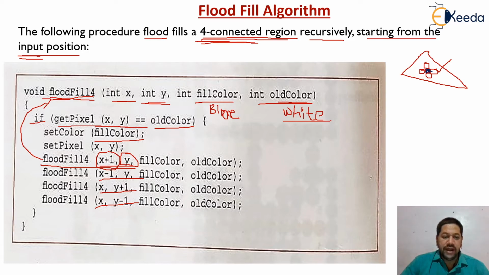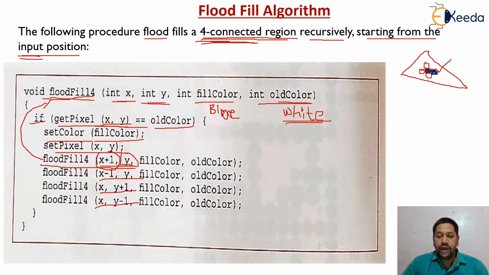I will again get the color of this pixel. I check what is the color of this x plus 1 comma y. Obviously it is white. Again it checks whether it is equal to the old color. Yes, it is the old color, because white is my old color and the current pixel has the white color. So I fill it with the fill color, which is blue. This pixel is filled with the blue color.